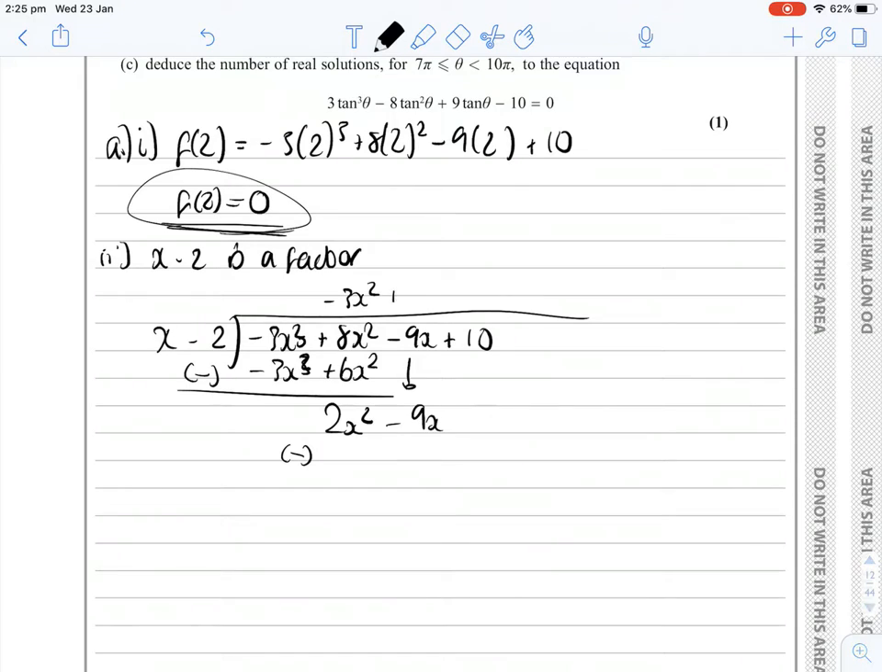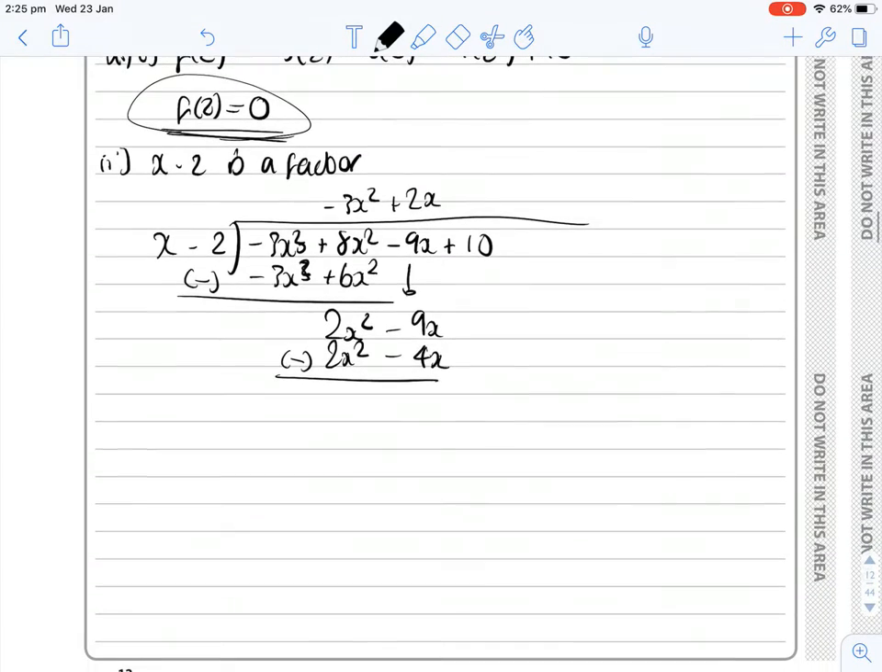Positive 2x squared divided by x is plus 2x. Timesing that through, we get 2x squared. 2x times minus 2 is minus 4x. So that gives us minus 5x. Bring down the next part, plus 10. Minus 5x divided by x is minus 5. Minus 5 times x is minus 5x. Minus 5 times minus 2 is plus 10.